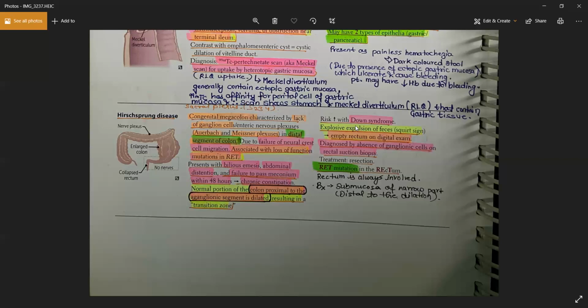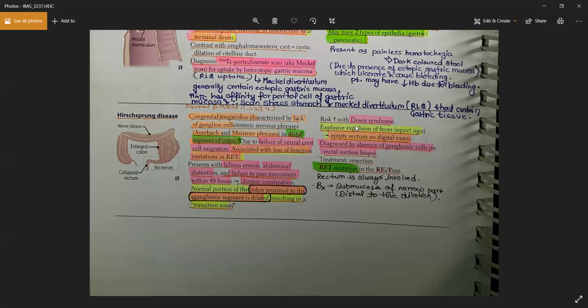And second thing, you can do the rectal biopsy. On the rectal suction biopsy, you will see the absence of ganglionic cells in the rectum, right? In the Meissner's plexus and in the myenteric plexus, you will see the absence of the neurons, right? And that's how you know the patient has Hirschsprung's disease. You can also do an X-ray of the patient. The X-ray will show the dilated loops before the obstruction, and after the obstruction, the loops are very much normal or constricted.